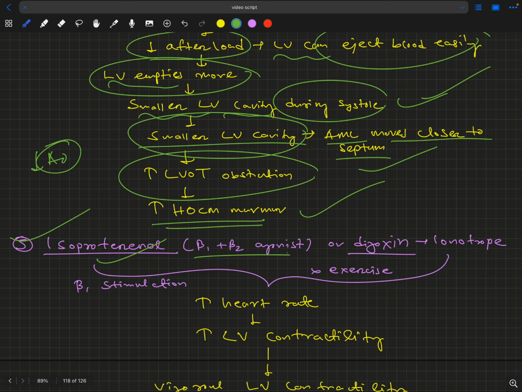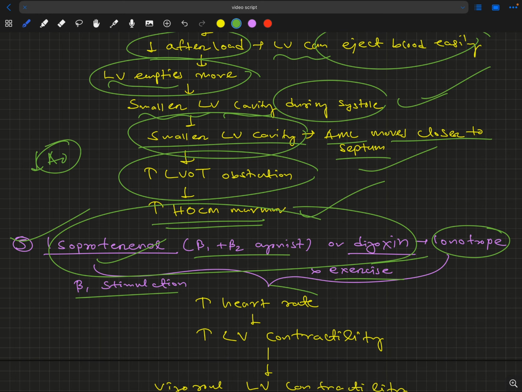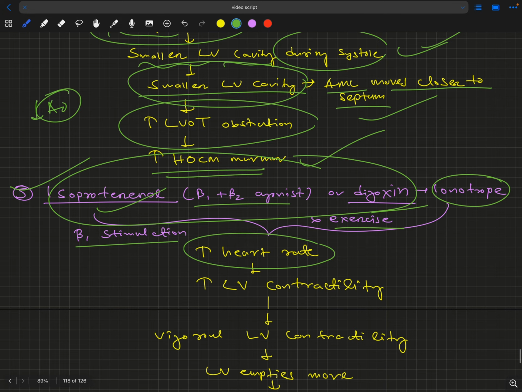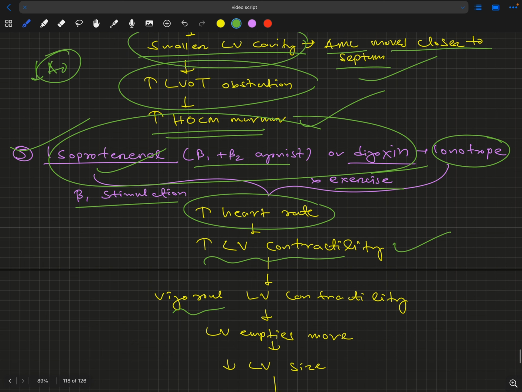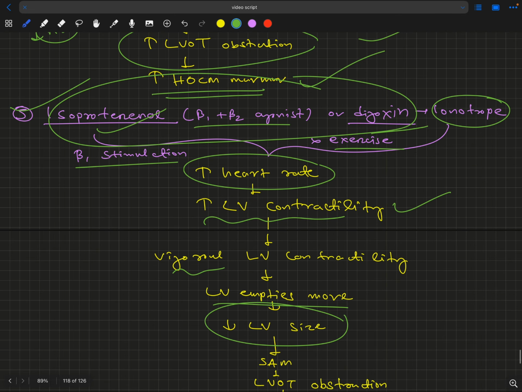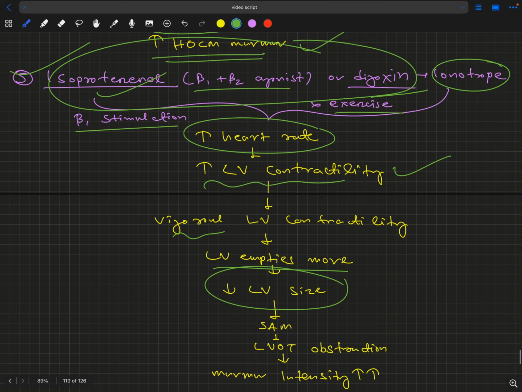Isoproterenol is a beta 1 plus beta 2 agonist, or digoxin, which is an inotrope, or exercise, or beta 1 stimulation. All these things lead to an increase in heart rate. When the heart rate increases, the LV contractility will also increase. The LV will contract vigorously and pump more blood into the aorta. That will lead to a decrease in left ventricular size. So whatever decreases the left ventricular size increases the murmur intensity.